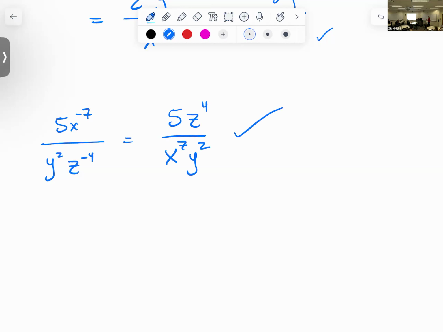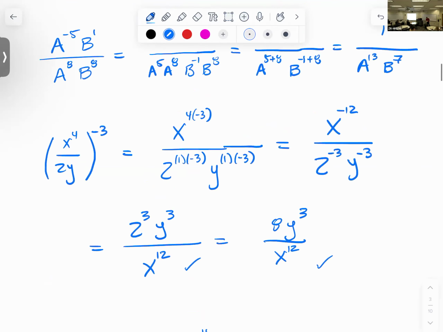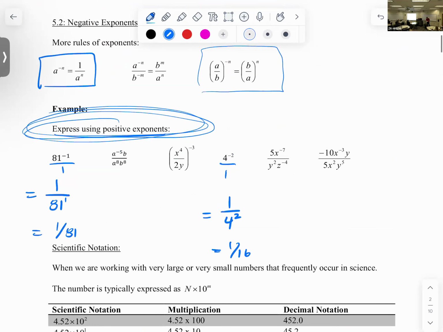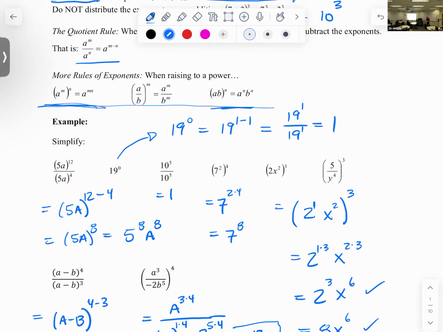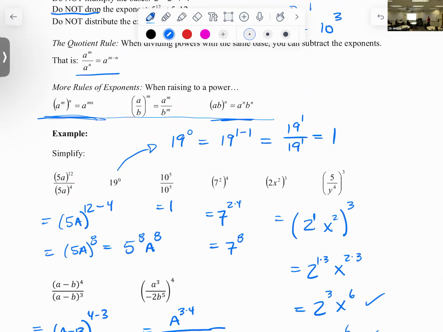And I know it's like, wait, I didn't get x equals 7. Yeah, that's not what we're doing here. We are simplifying. Notice the instructions: express using positive exponents. Simplify. We are not solving equations at the moment. We are just simplifying expressions.